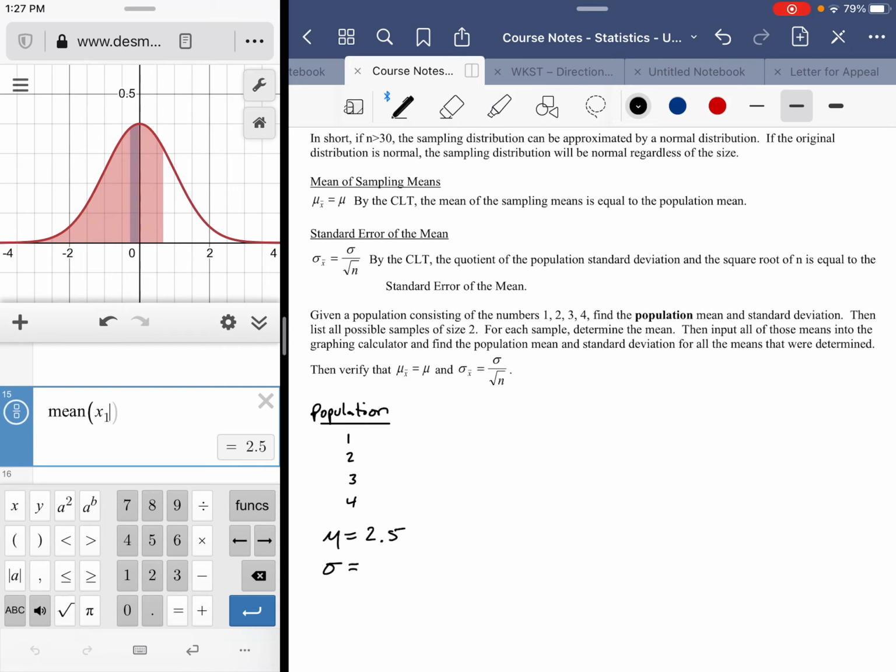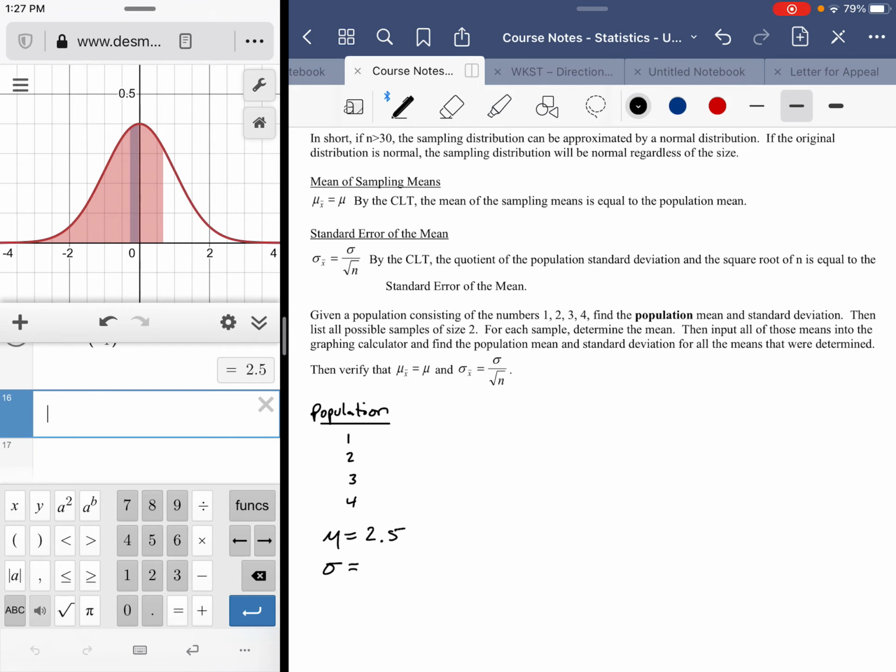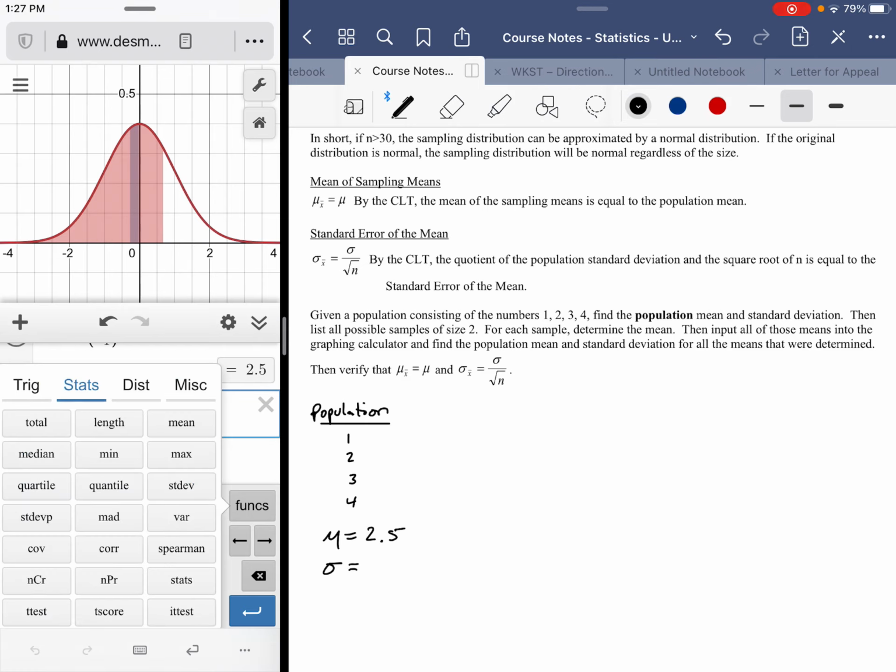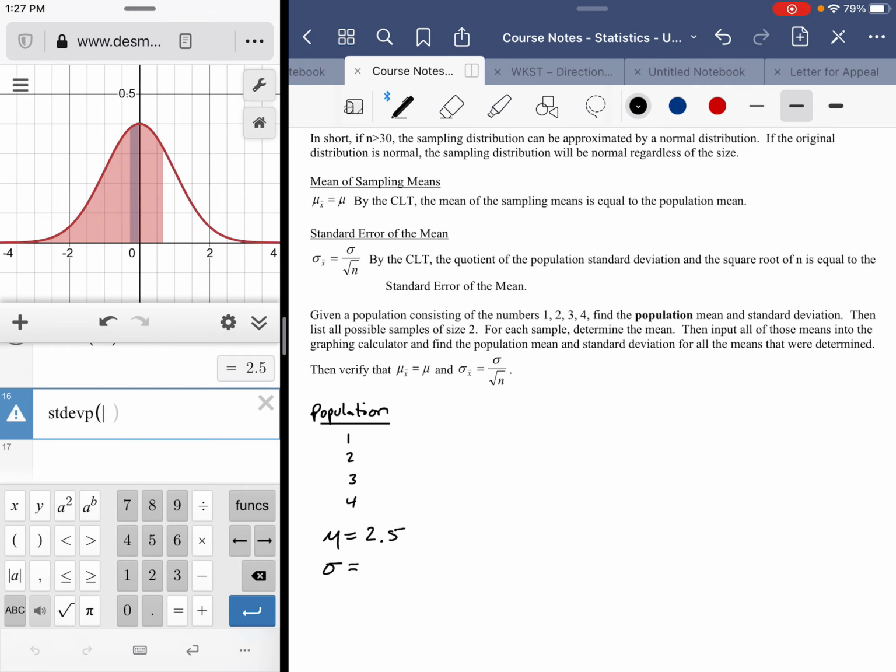The standard deviation, that's the population standard deviation function, STDEV-P, population standard deviation P, population. So x1, again, that's where the data is. So 1.118. All right, so mission accomplished, or at least that mission.